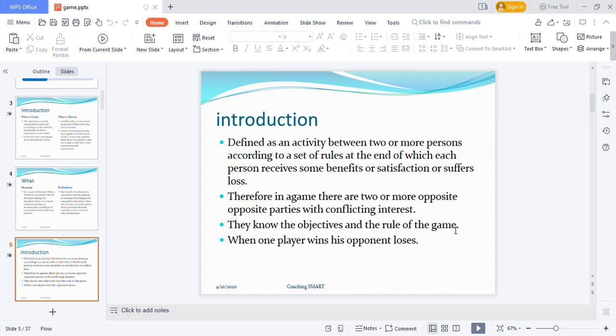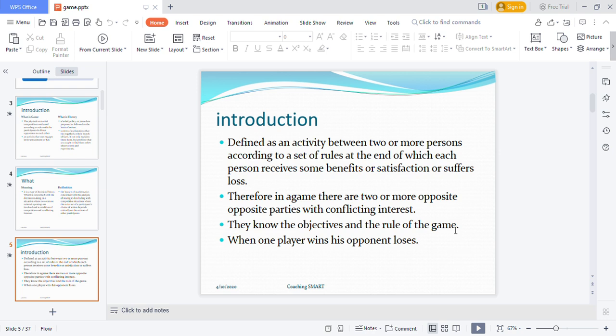Game theory is also defined as an activity between two or more persons according to a set of rules, at the end of which each person receives some benefit or satisfaction or suffers a loss. So anytime you're dealing with game theory, remember there is involvement of parties, and these parties must follow particular rules, and these rules give out outcomes. The outcomes can be beneficial, can be satisfaction, or people can suffer a loss. So there is a winner and there is a loser.